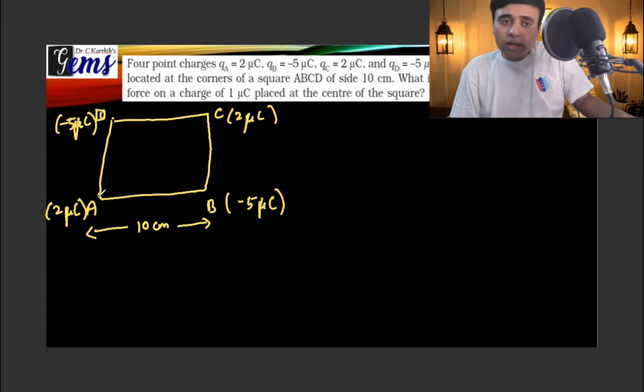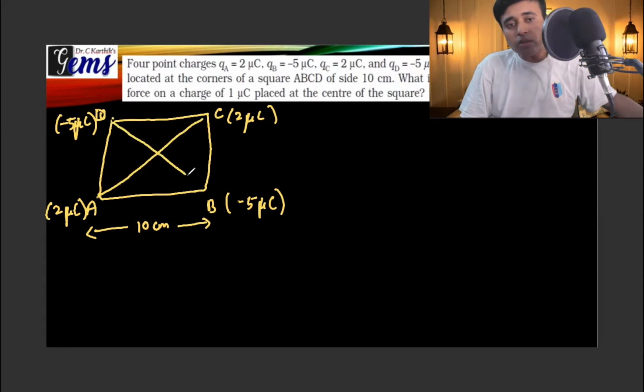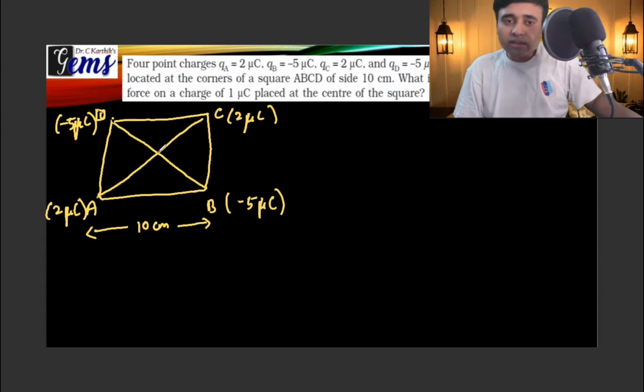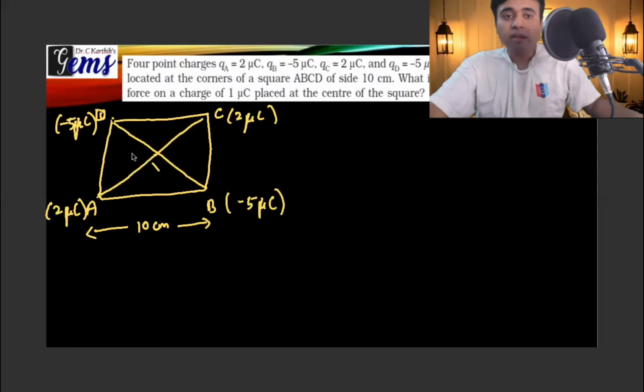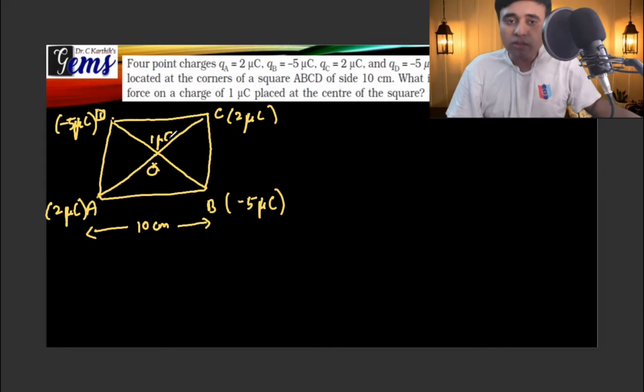Okay, let us join this. Join this also. And at the center of this square, the point O, where your charge is 1 microcoulomb. So here your charge is, this is your 1 microcoulomb. So I have noted everything here.